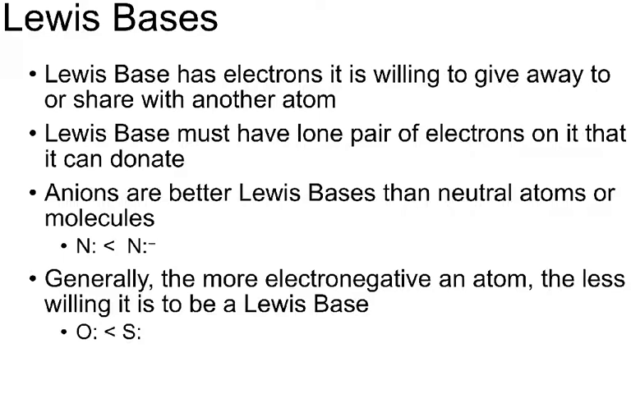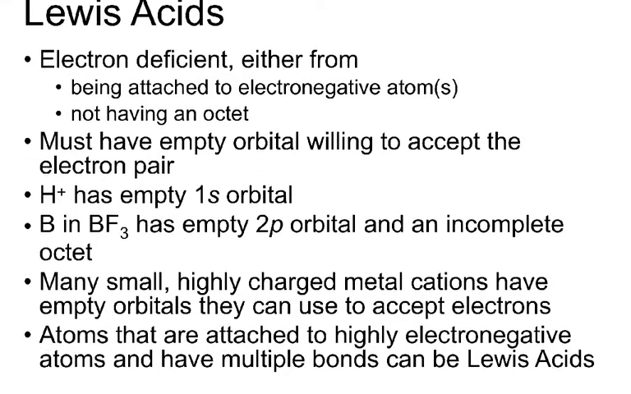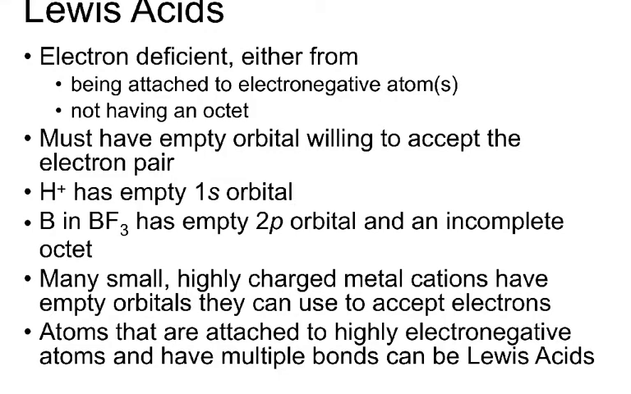A lot of Lewis acid-base chemistry is going to be forming new bonds. An anion is going to be a good Lewis base because, again, it has extra electrons. And generally, the more electronegative, the less willing it is to be a Lewis base. Lewis acids are electron deficient. There's a couple ways they can be that way. They could be attached to electronegative atoms, or they might not have an octet, and they need to have an empty orbital to accept that electron pair.